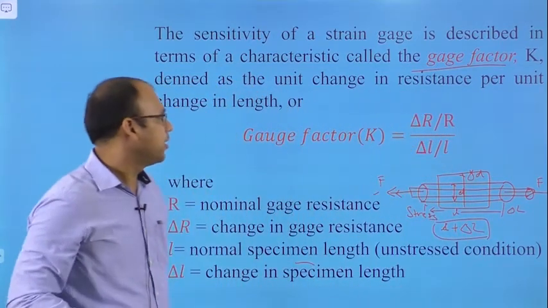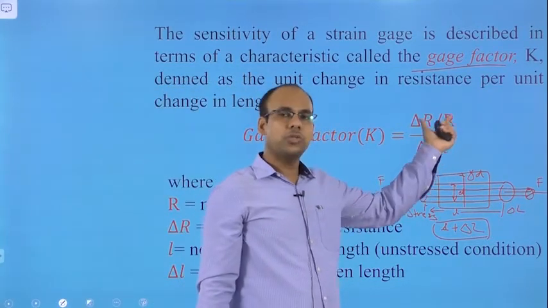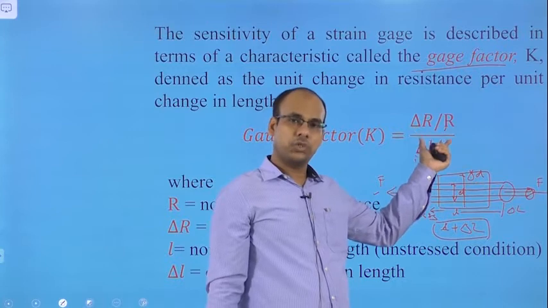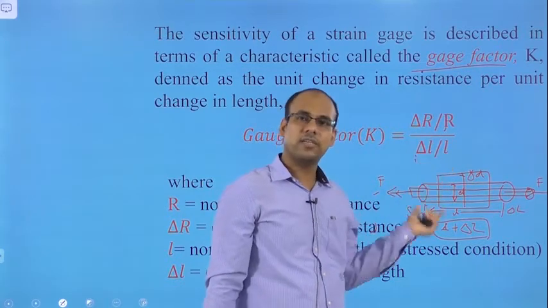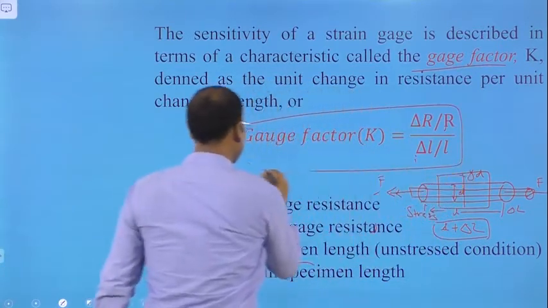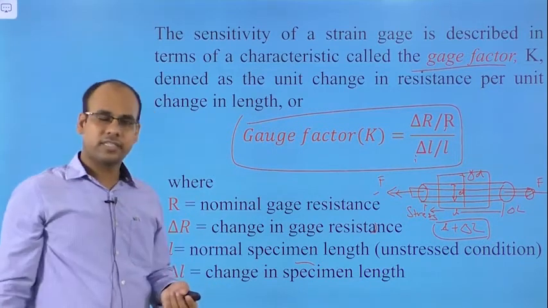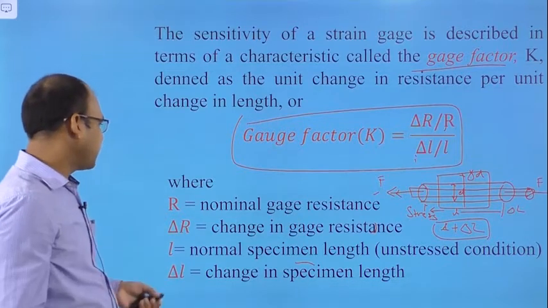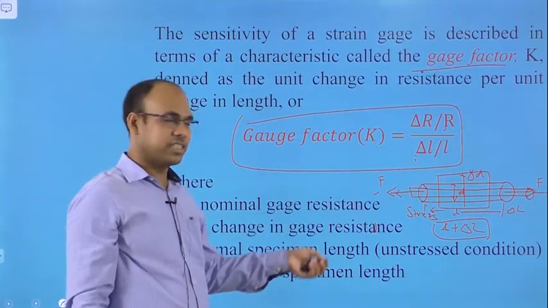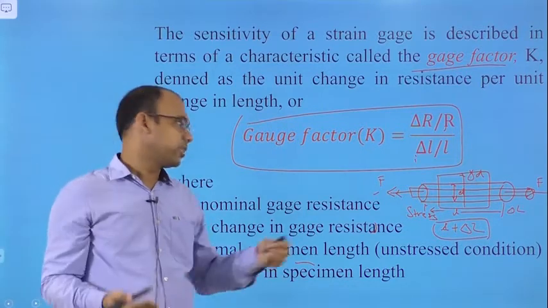So here the gauge factor is defined as the change in the length, and due to this change in length, whatever changes occur in the resistance, the ratio of the change in resistance to the ratio of the change in length. So this is gauge factor, right? Here R is the resistance of the conductor, delta L is the change of the length, and L is the nominal specimen length, that is the unstretched condition.